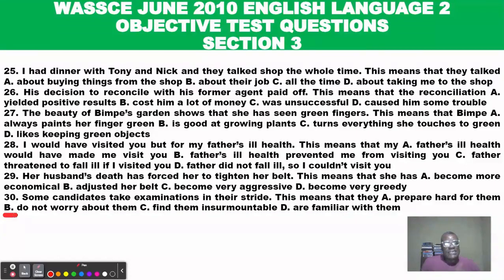So when you take something that should be a source of concern or worry to you, and you take it in your stride, it means that you decide not to worry about it. So some candidates take examinations in their stride means that some candidates do not worry about exams. So option B is correct. Do not worry about them. C, find them insurmountable. No. D, are familiar with them. No.